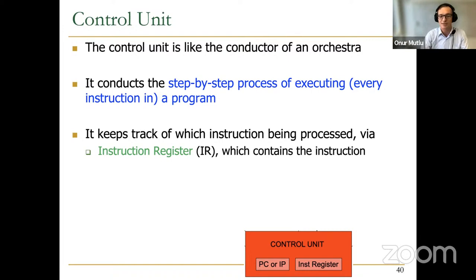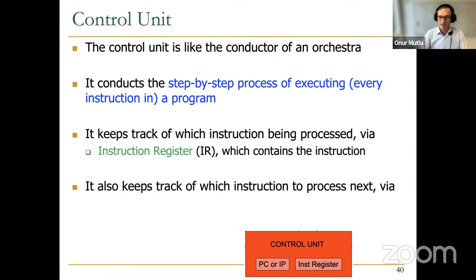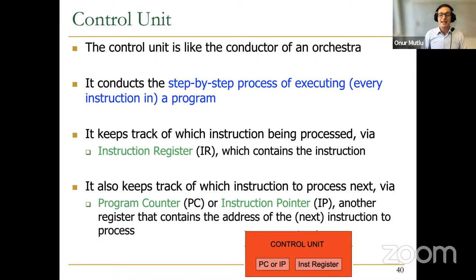But we also need to keep track of which instruction to process next via a program counter. This is called a program counter or instruction pointer. Essentially, it's another register that contains the address of the next instruction to process. Sometimes this is the current instruction to process, but you increment it after some point so that it becomes the address of the next instruction to process. I like the term instruction pointer better than program counter because you're really pointing to the memory location that contains the instruction that you're going to process next.